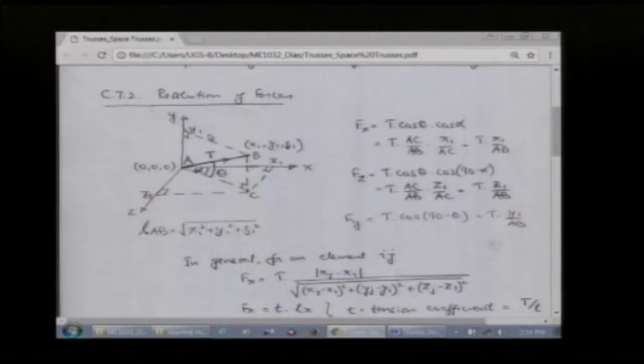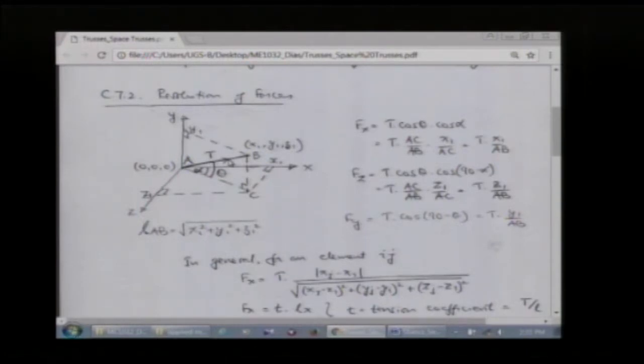If you think about this y as a vertical component, then perpendicular to y will be this horizontal plane. Now this is inclined at theta to the horizontal plane. So we can first of all find the component of T along this diagonal, in other words, the component of T in the horizontal direction. That horizontal direction need not be x or z.